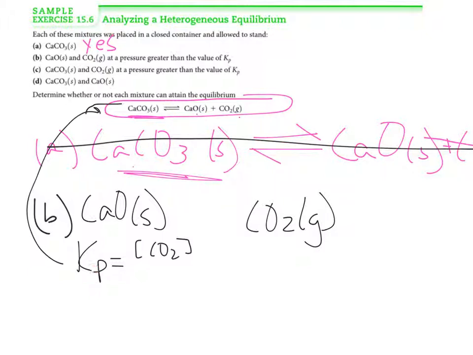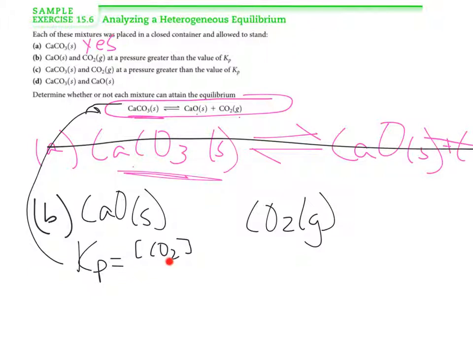So if the pressure is greater than the pressure needed to reach equilibrium here, well, we haven't really learned this yet, but the pressure will adjust downward so that it equals Kp. If it adjusts downward, that means the equilibrium will move to the left. This is called Le Chatelier's principle.